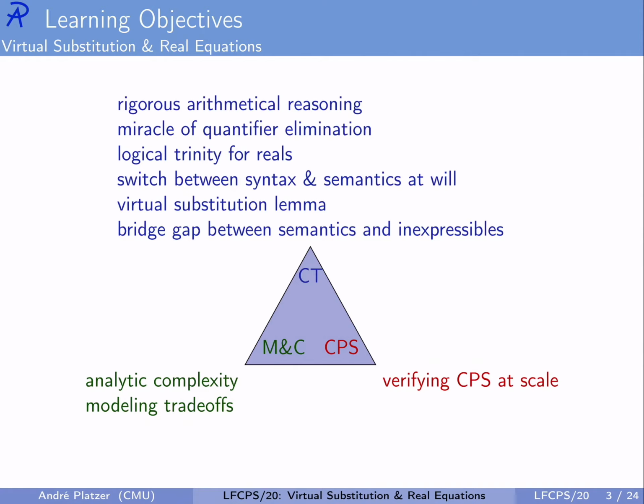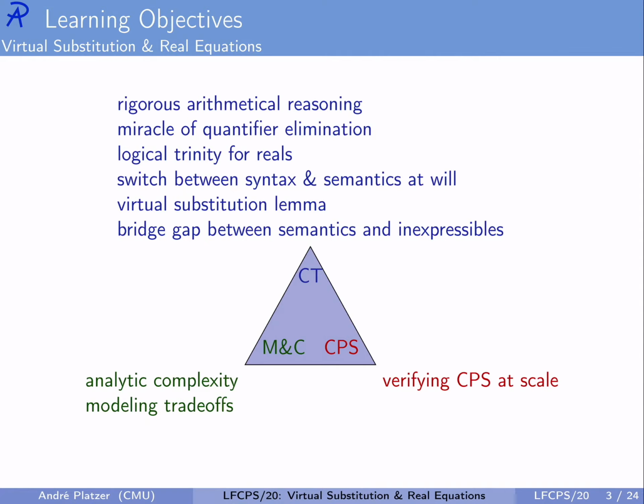On a computational thinking level, we'll look at how to rigorously reason and prove properties of real arithmetic. Rigorously, but also automatically, and how this miracle of quantifier elimination is possible, all by contrasting it with closely related, slightly different formulations of arithmetic that have fundamentally different complexities.